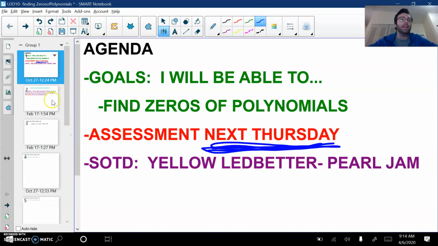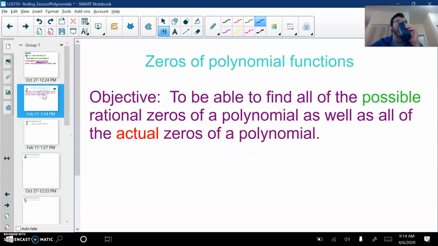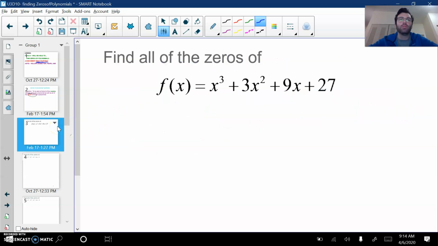So today is a connection to our previous lesson. Our previous lesson was on, given the zeros, find the polynomial. Now we're given the polynomial, and we want to find the zeros. We're not going to do the rational root theorem, and we're not going to find the possible rational zeros today. We're just going to find the actual zeros. For the sake of time, we'll just find actual. It says find the zeros of this polynomial.